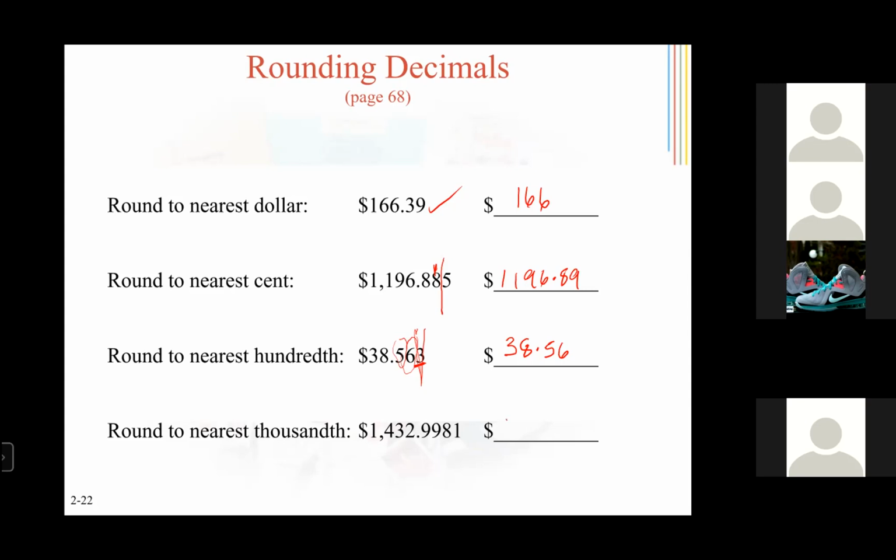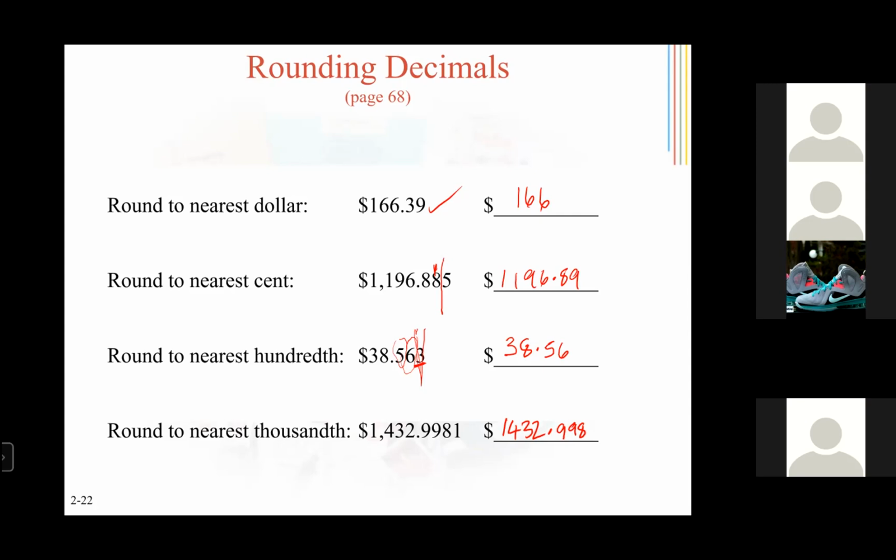Now, the next one says round to the nearest thousandth. $1,432.998. Okay, so the 8 is in the thousandth place, and the number that comes after it is a 1, so you wouldn't round that up. You leave it as 998. You just drop the 1. Okay, so that's basic rounding.